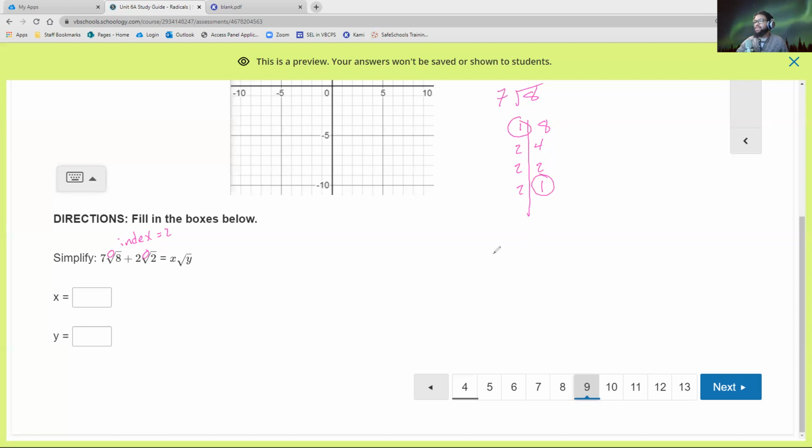We ended at 1. And then what we have next is, I'm going to use a different color for this step here. I'll use blue again. We've got this square root with 7 on the outside of 1 times 2 times 2 times 2. And since our index is 2, remember that, we're looking for groupings of 2.